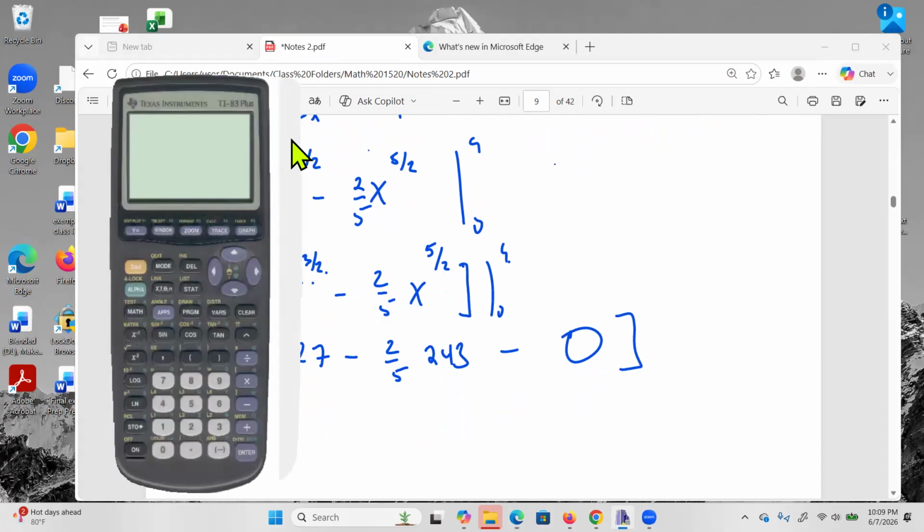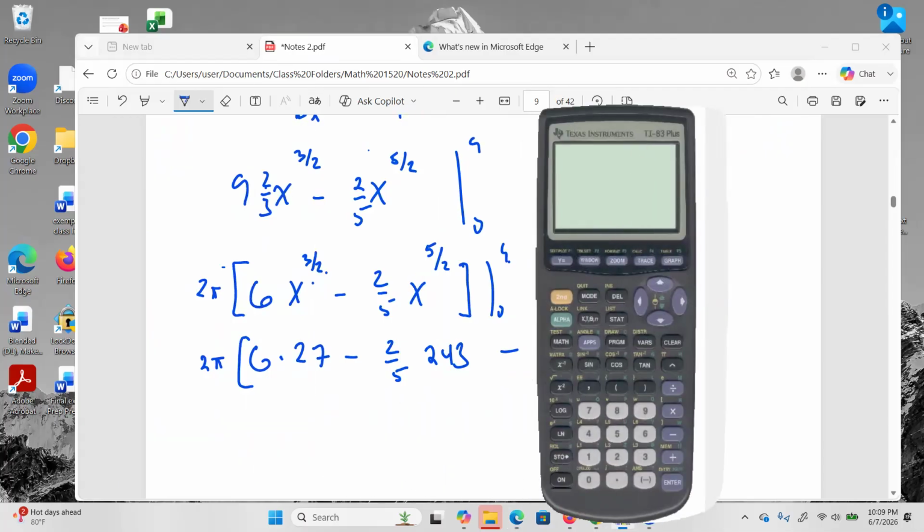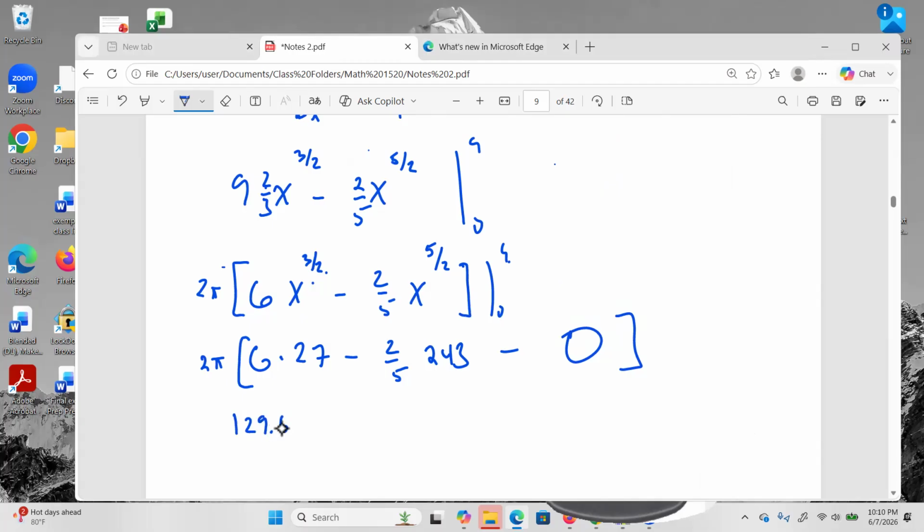So we can go ahead and sort this out. Turn on my calculator here. So we have 6 times 27 minus 0.4, that's 2/5, times 243. And we get 64.8, so we have 2 times 64.8. We'll leave it in terms of pi. And that's going to be 129.6 pi units for my volume.